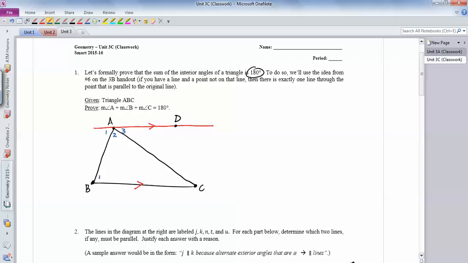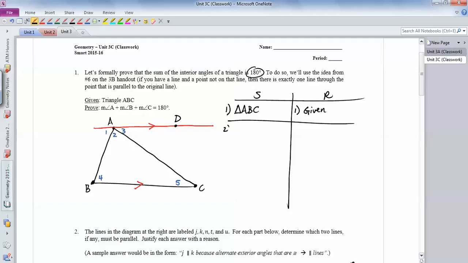1, 2, 3, 4, 5. 5 main angles in this picture. So let's start the proof. Now, I'm going to kind of fudge a couple of reasons in the proof. I'm not going to ask you to do this on a test. So we started with we had a triangle ABC. That's given.